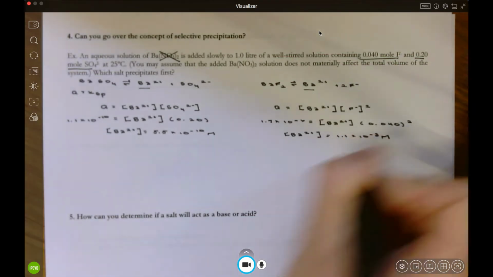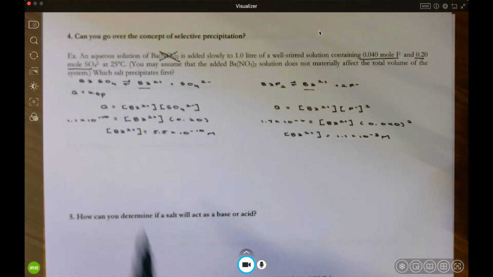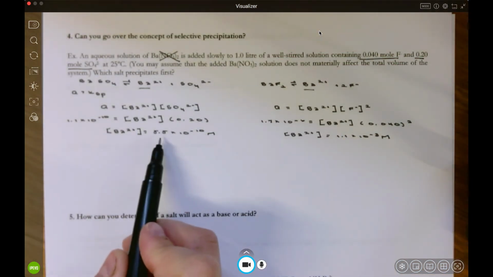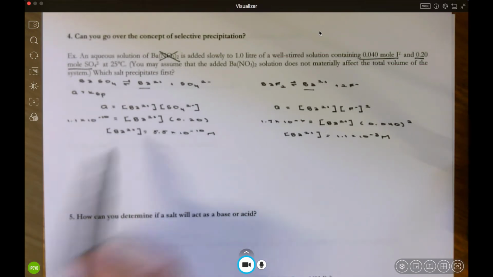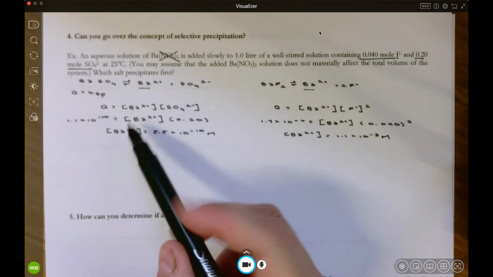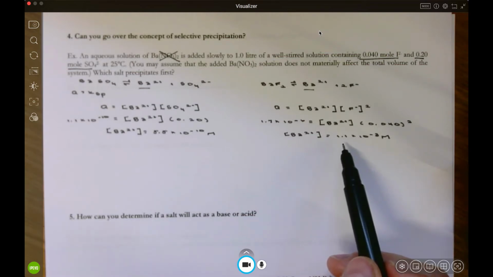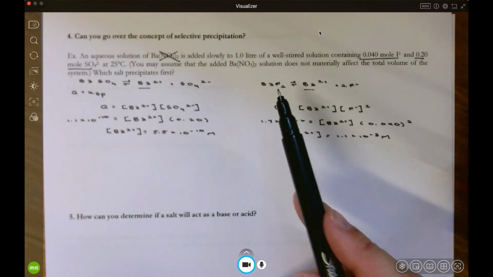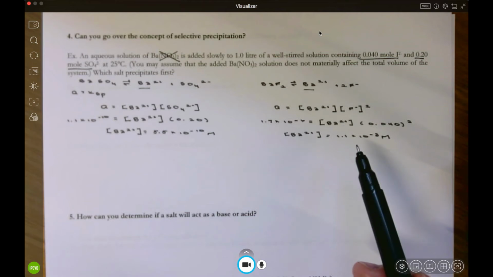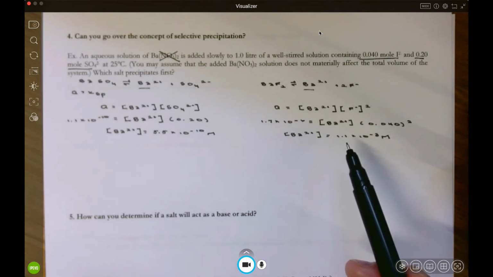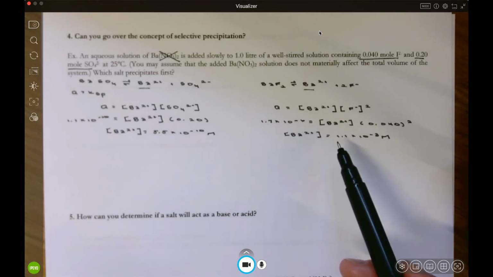All right, what do these values tell me? What this tells me is when I have a concentration of 5.5 times 10 to the negative 10th molar, I have a saturated solution for barium sulfate. When I have a concentration of 1.1 times 10 to the negative 3rd molar for barium fluoride, I have a saturated solution. Anything above that, I'm no longer in equilibrium, and my Q will be greater than my KSP, meaning a precipitate will form.